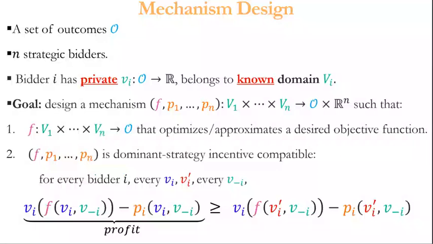The second aspect that we care about is the strategic aspect. Since the players are strategic and their values are private, we need to take that into account. And what we mean by that is we want to design the function and the payments in a way that guarantees that no player i ever increases his profit, which is his value for the outcome minus the payment, by misreporting his valuation.